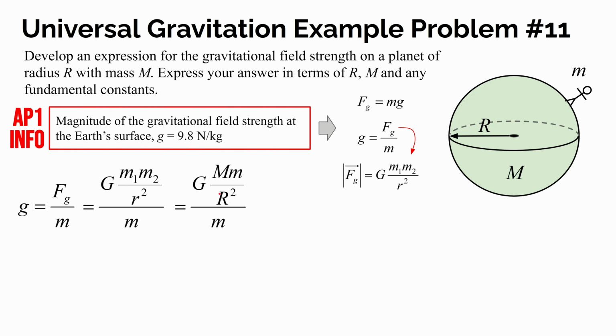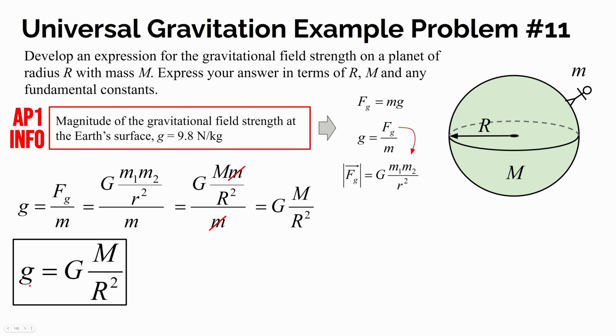And notice, what do we have? Now let's simplify our expression. The mass of the person actually cancels out because there's one in the denominator and one in the numerator, so we get that the gravitational field strength at the surface of any planet is just equal to the universal gravitation constant big G times the planet's mass divided by the planet's radius squared. And this works for any planet or any spherical object of known mass and known radius.